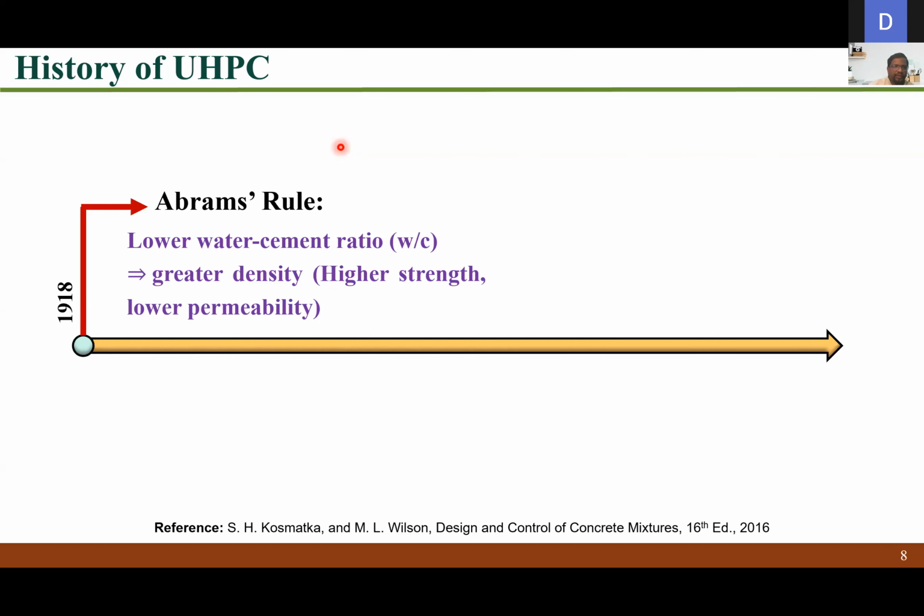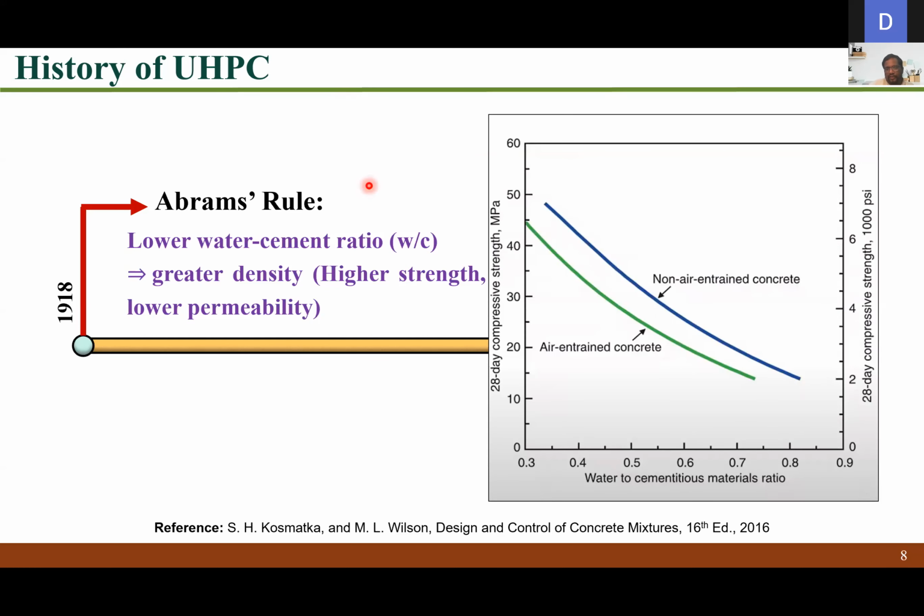So the rest of the water, basically, it sits idle, and it creates a weak link in the concrete. So what happens is that it reduces the density. So this is for two types of concrete: air entrained concrete and non-air entrained concrete. And as you can see here, as the water cement ratio is increasing, the 28-day compressive strength keeps reducing.